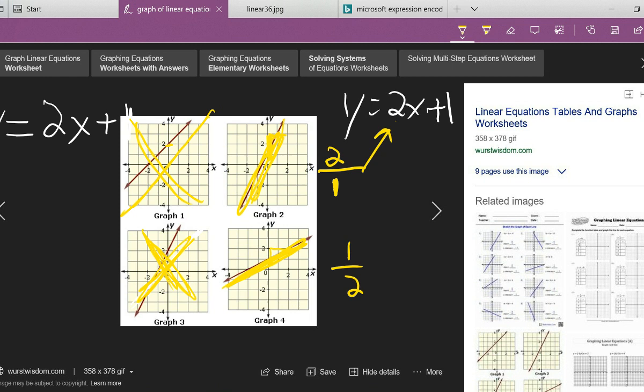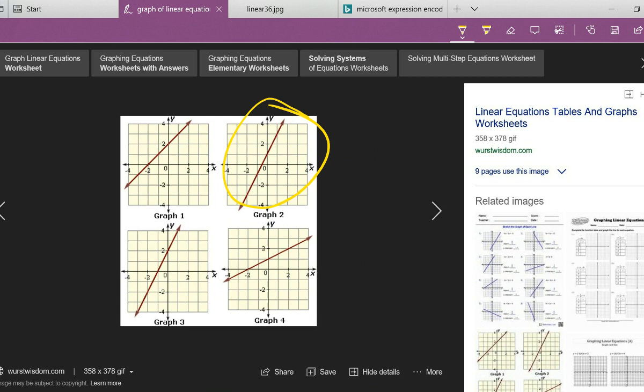So your answer, let's see. Let's clear everything. This one was your answer. Graph 2 for the y equals 2x plus 1. Hopefully y'all took note on that one because you're going to see that question for sure later, all right?